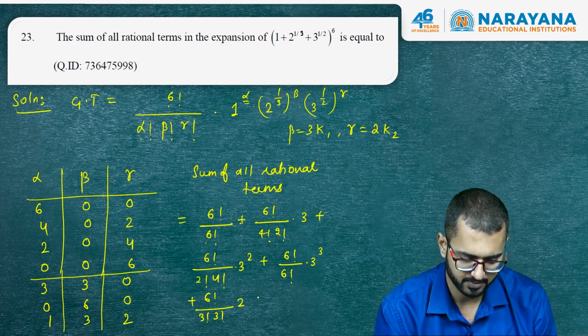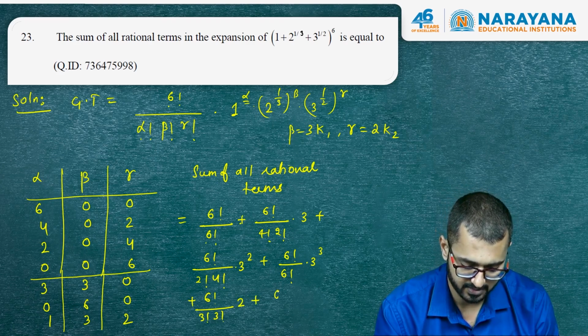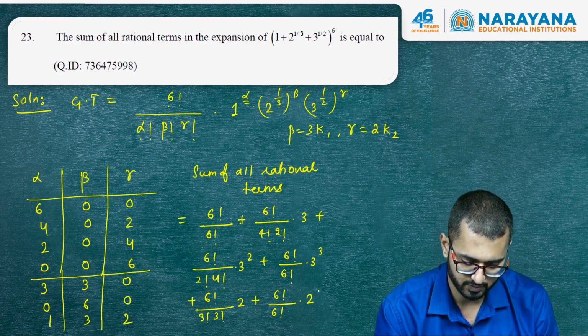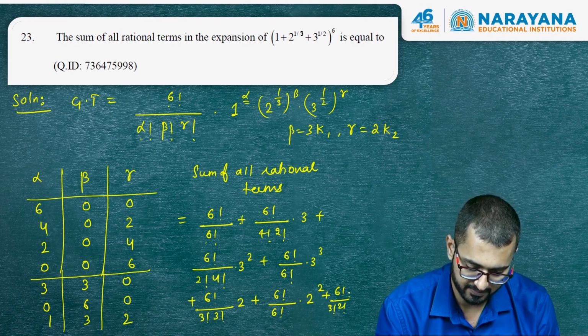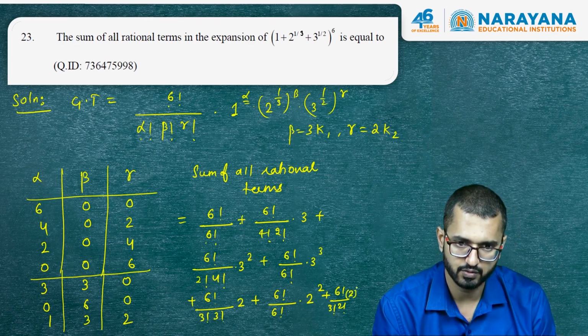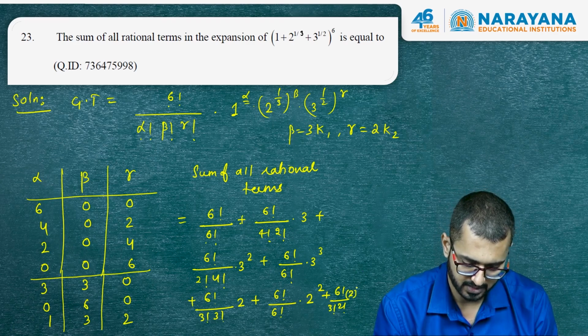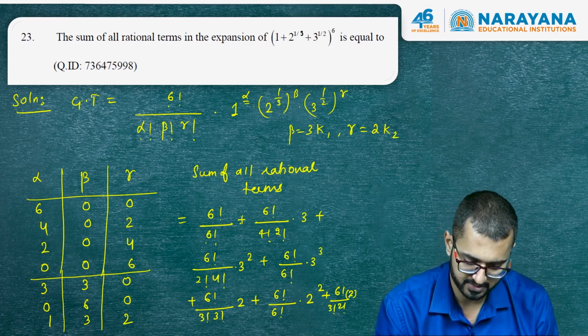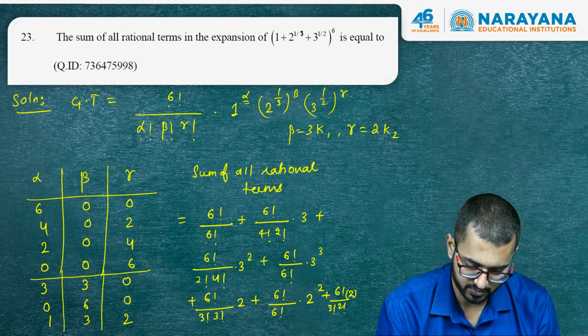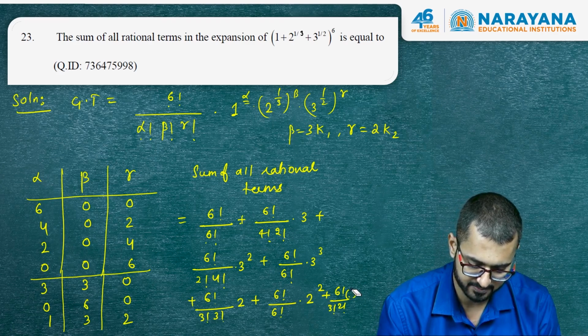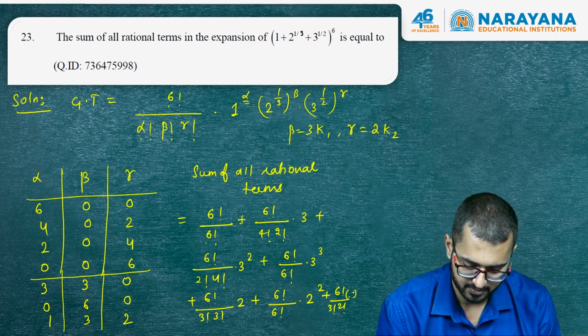just 2, because alpha is 1, so not required. Plus again 6 factorial and then 2 to the power 2. Plus one last case would come, 6 factorial over 3 factorial, 2 factorial, and then beta is 3, so 2 will be alive, and also gamma is 2, that means 3 is also there. So this into 3 means we can write down total 6 here directly as it is.